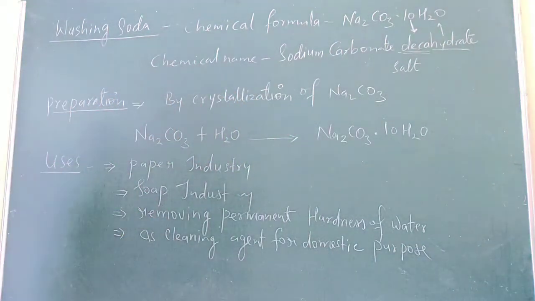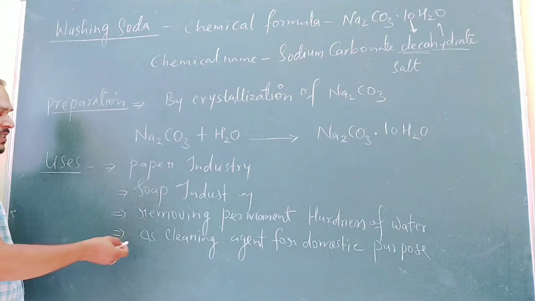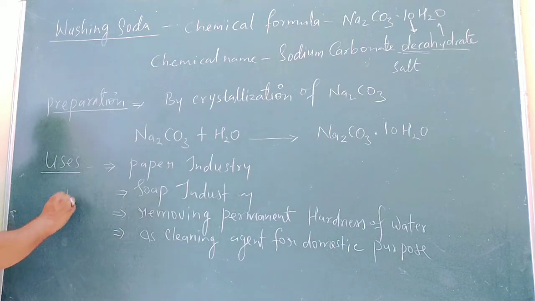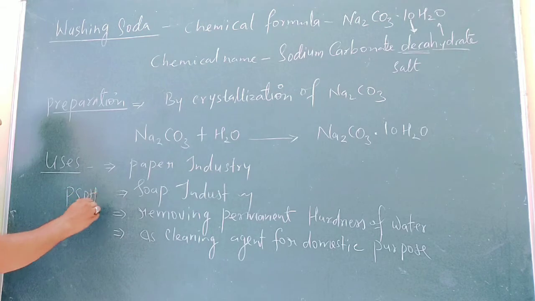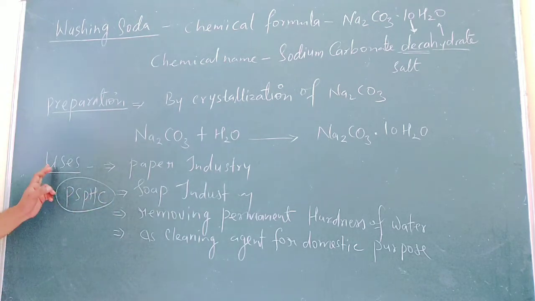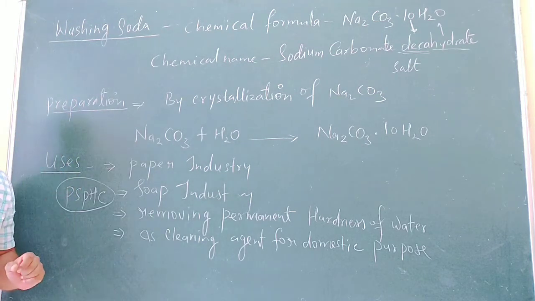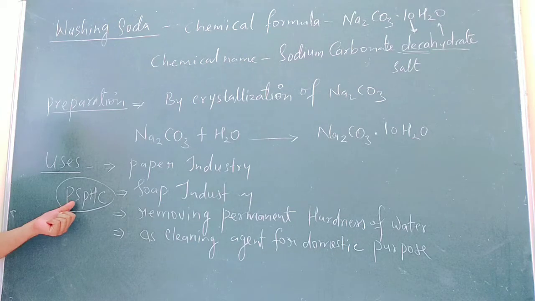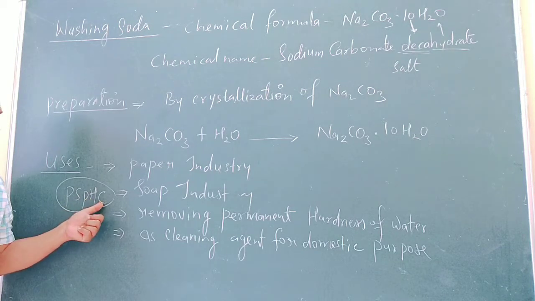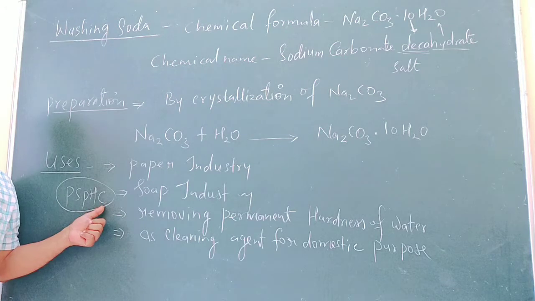It is very easy to learn. You can learn the first letters: PSPHC. By this you can learn the uses of washing soda. P for paper industry, S for soap industry. It is also used to remove permanent hardness of water. It is also used as a cleaning agent for domestic purposes.